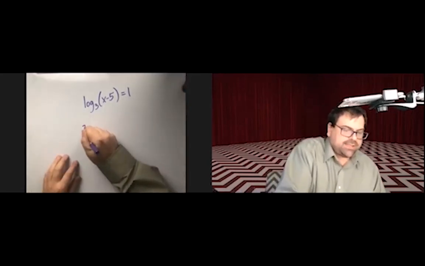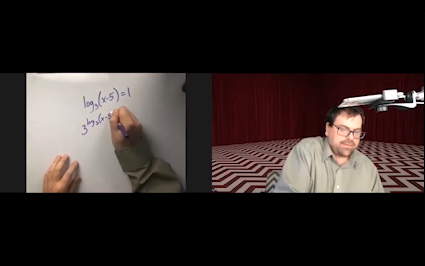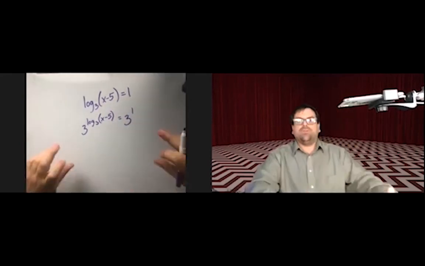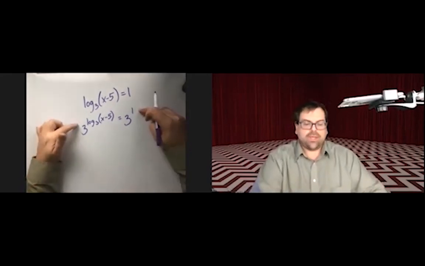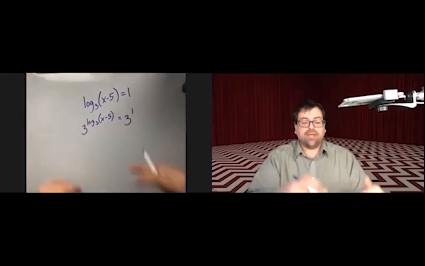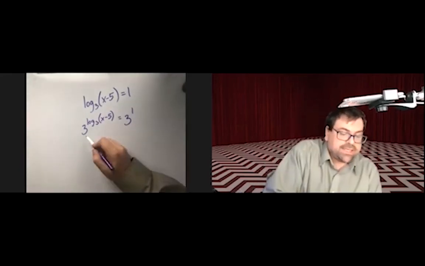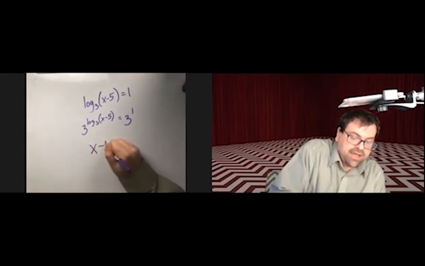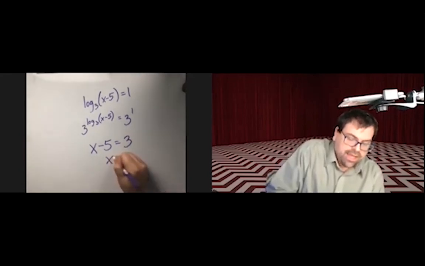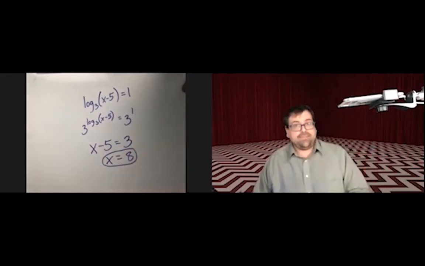I'm going to raise both sides as power of base 3. Which is the reverse of what we did when the x was in the exponent. That's when we took logs of both sides. Now, if we want to get rid of a log, we need to make both sides exponents. The base 3's cancel, leaving us with just x minus 5, no longer in an exponent. 3 to the first is 3. Add 5 to both sides, and we get x equals 8.